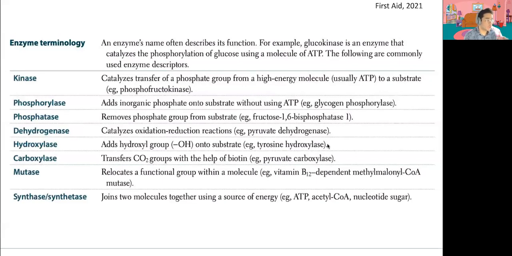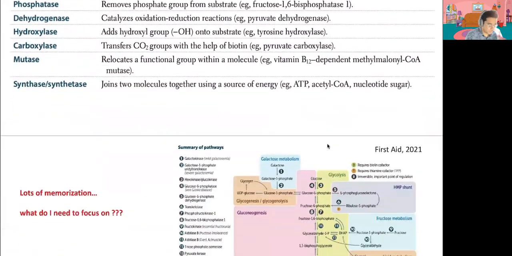It makes sense what you need to understand. Phosphorylases add inorganic phosphates, right? They're essentially without the use of ATP. For example, glycogen phosphorylase. So go through this nomenclature, and if you have a good understanding of it, you're going to have a good understanding of what every enzyme does when they give you these, whether it's in just glycolysis or gluconeogenesis or any of the pathways, because you have a broad understanding, okay?